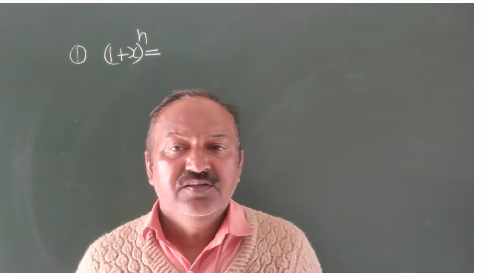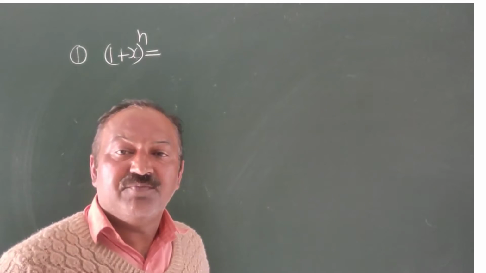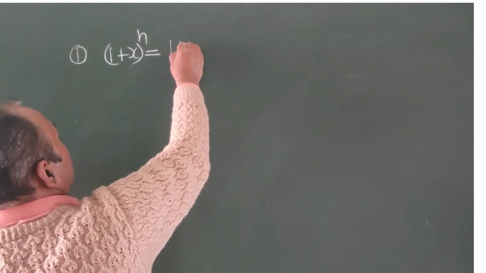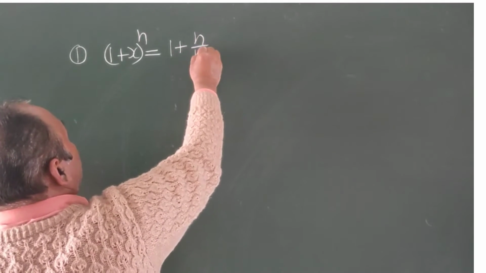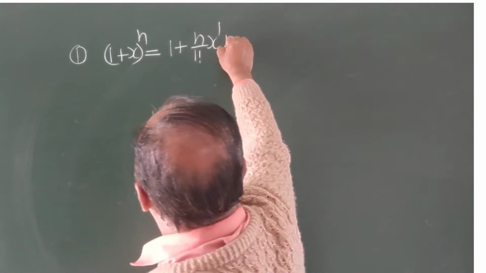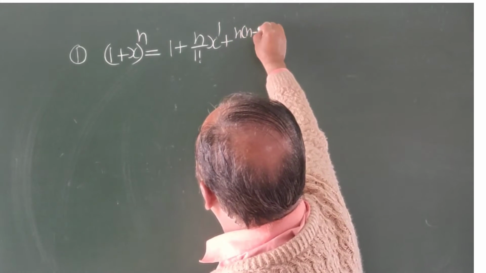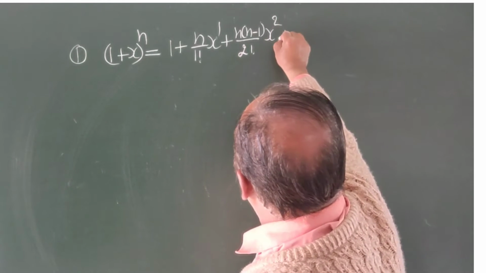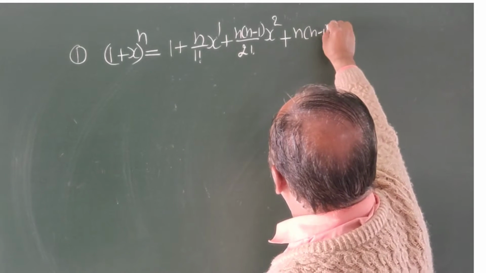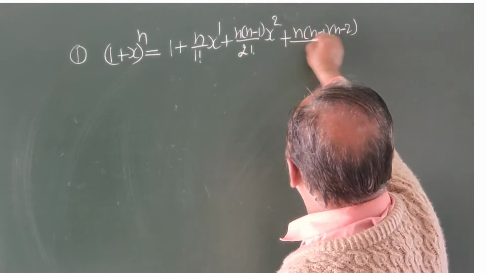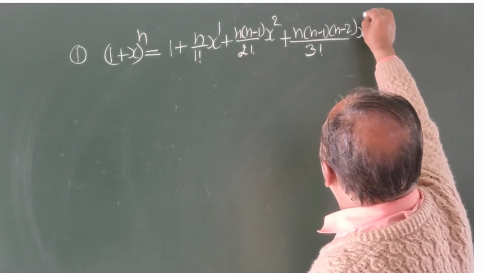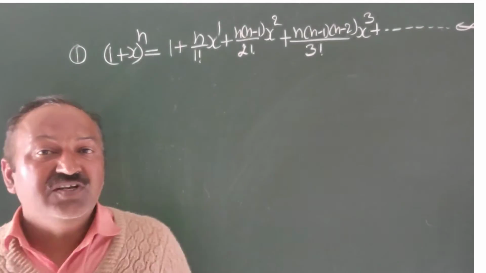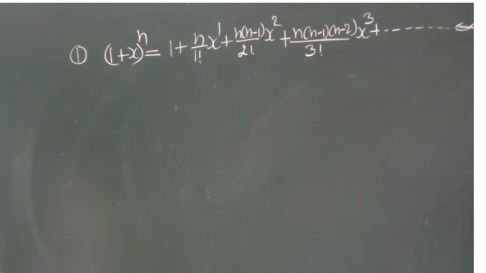So in this case, if n is negative or fractions, then the number of terms will be infinite in this expansion, and the formula is 1 + n/1! x^1 + n(n-1)/2! x^2 + n(n-1)(n-2)/3! x^3 + ... up to infinity. So this is the first formula of such infinite series.